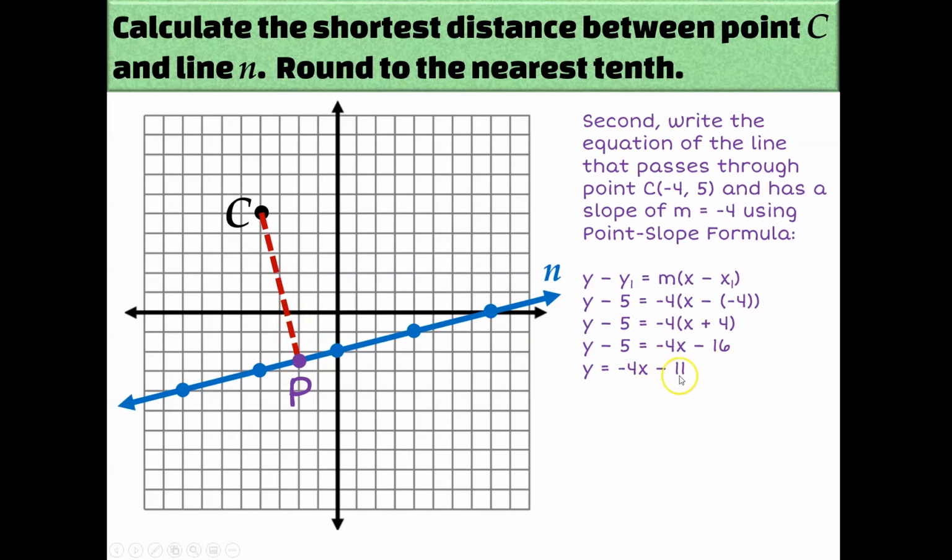Always do a quick sanity check to make sure that that seems reasonable. Does it seem like if I were to continue this line, it might cross down here at negative 11? Yeah, that seems pretty reasonable. So this looks like a pretty good equation to model the information that I have.